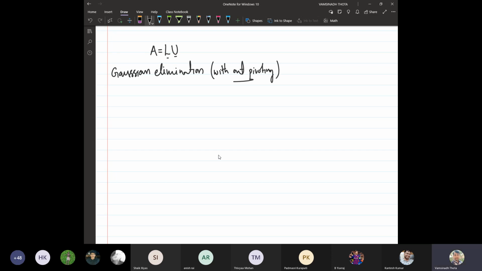Without pivoting. Without pivoting means we are not interested in making the pivot elements as 1. It is simply the Gaussian elimination. That's all. The pivoting procedure should be completely exempted when we are trying for LU decomposition. Now, what is that method?